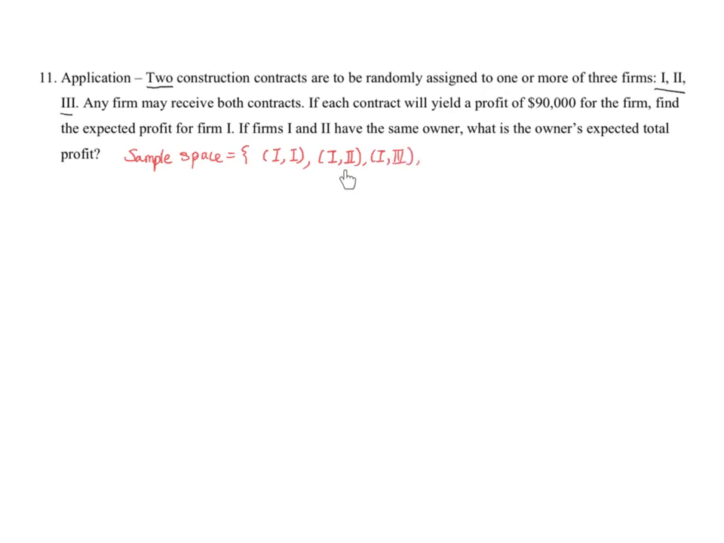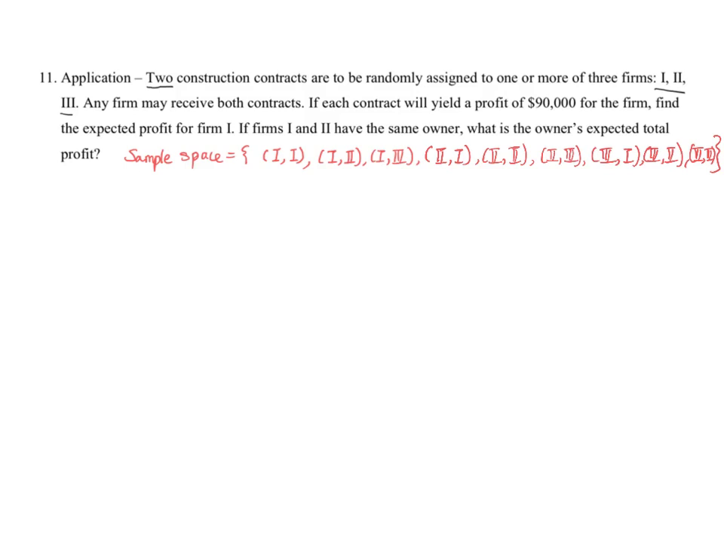So now this means first contract firm number 1, second contract firm number 2, first contract number 1, second contract firm number 3, and so on and so forth. So now we continue: 2,1, 2,2, and then 2,3, and then 3,1, 3,2, and 3,3. So that's all the possible assignments of these two construction contracts, right?